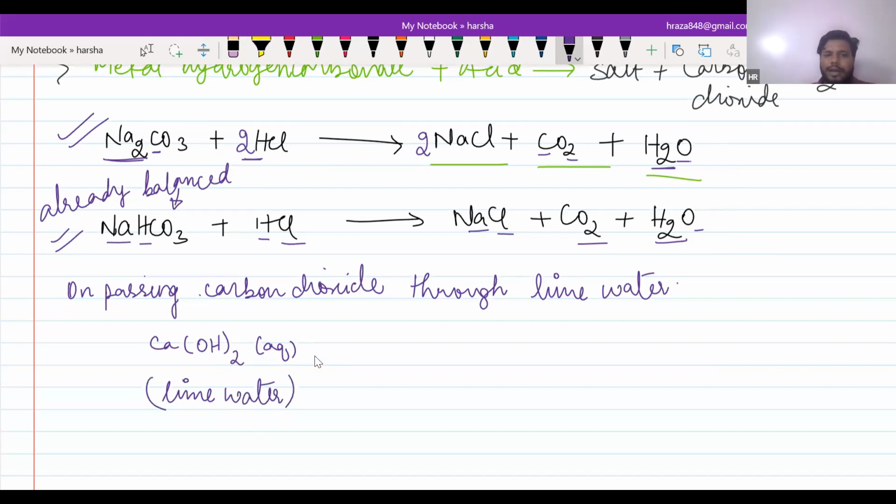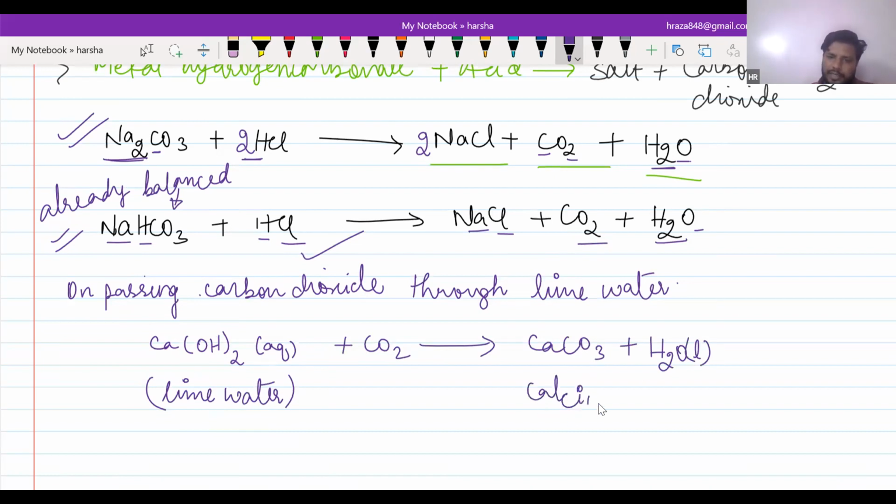If you react this lime water with the carbon dioxide that you formed during this reaction, there is another compound that will form: calcium carbonate plus H2O. This is calcium carbonate. There will be one more reaction. Please write this and let me know, then I will explain later. This is basically a white precipitate.